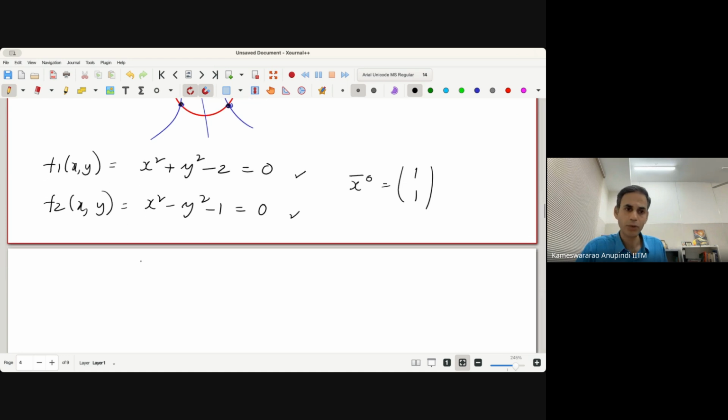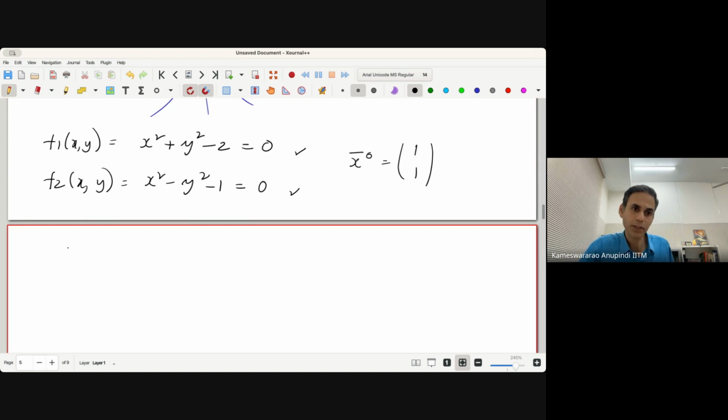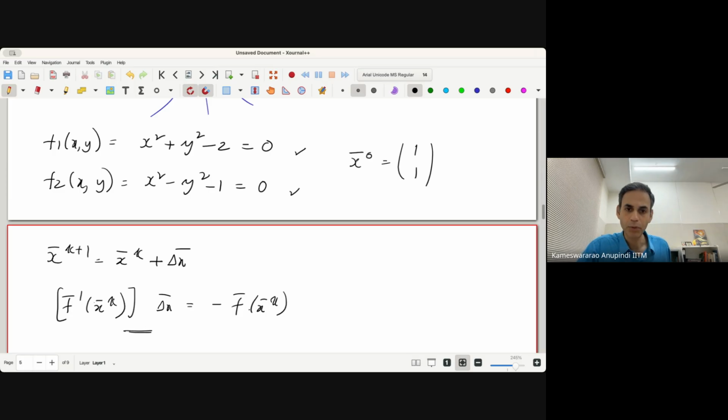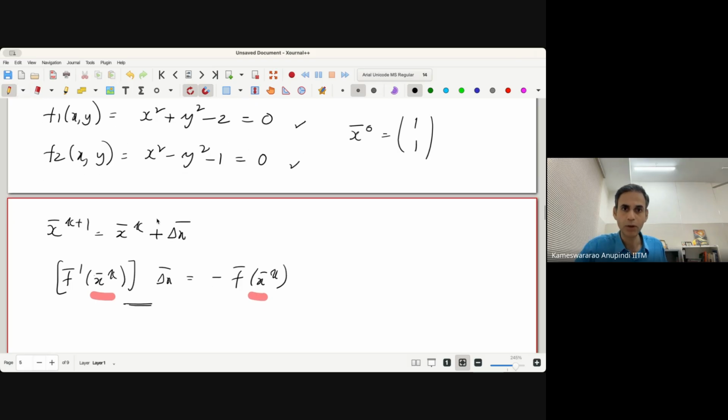So we know that the formula for Newton's method for a system of nonlinear equations is x bar k plus 1 equals x bar k plus delta x bar, where delta x bar is obtained from f bar prime of x bar k times delta x bar equals minus f bar of x bar k. So you see that both the function f bar and f bar prime are evaluated at x bar k. When you are starting off from 0, these are evaluated at x bar 0, that is the initial guess, and then later on at x bar 1 and so on. That is the process which we're going to follow.